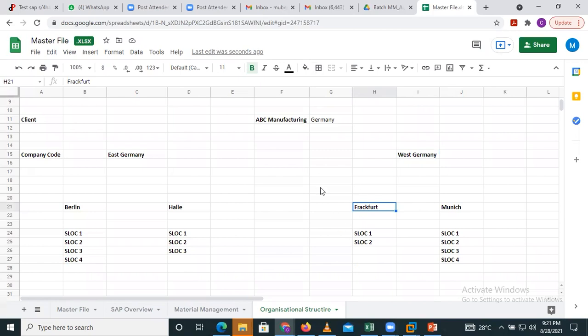So West Germany has two plants. One is in Frankfurt and one is in Munich. So Frankfurt will be one plant and Munich will be one plant.